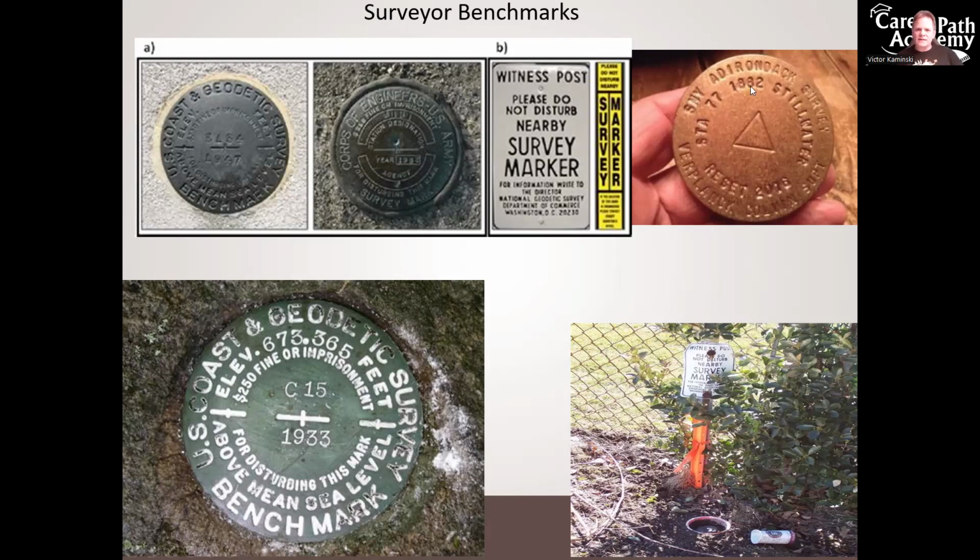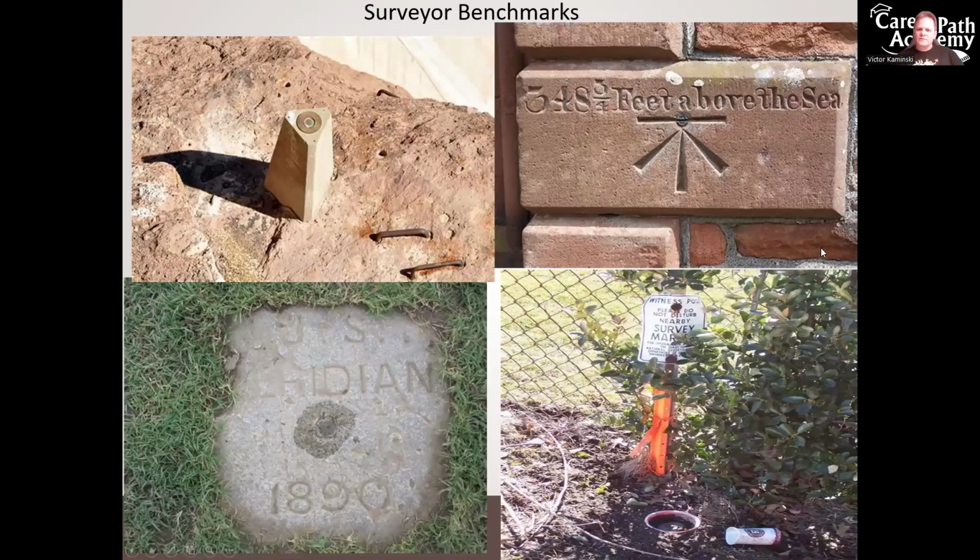So as you can see, 1882, this one was set. 1947 on this one. Not sure the date on that. Can't read it. 1933. Here's one that's set in a brick. It just shows you how many feet above sea level you are at this point. Here's one set in 1890 in a rock in the grass. You see that? So they're around. They may look a little bit different, but they're around.